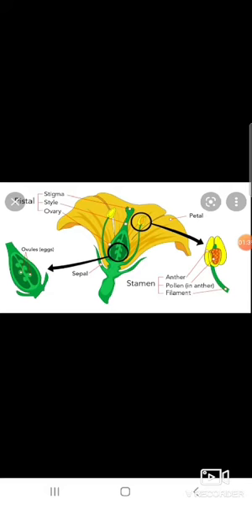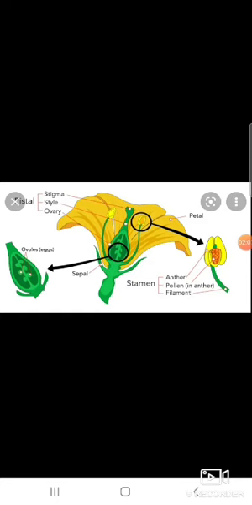If you touch these lobes in a mature flower, we can get a powdery substance called pollen grains. These are the male reproductive parts of the flower.